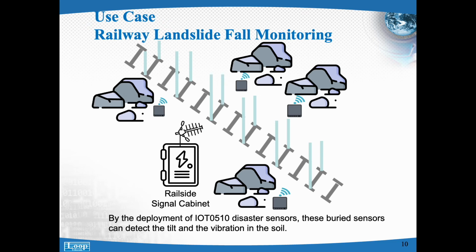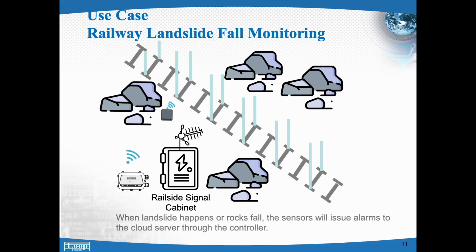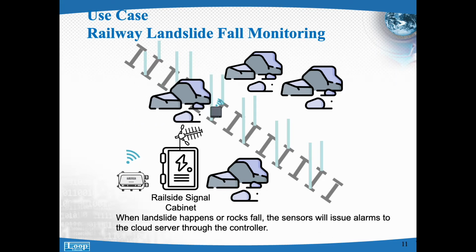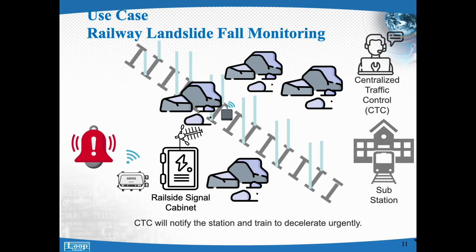By the deployment of IoT0510 disaster sensors, this buried sensor can detect the tilt and the vibration in the soil. Environmental data will be collected by these sensors and uploaded to the cloud server to conduct further analysis. When landslide happens or rocks fall, the sensor will issue alarms to the cloud server through the controller. CDC will notify the station and train to decelerate urgently.